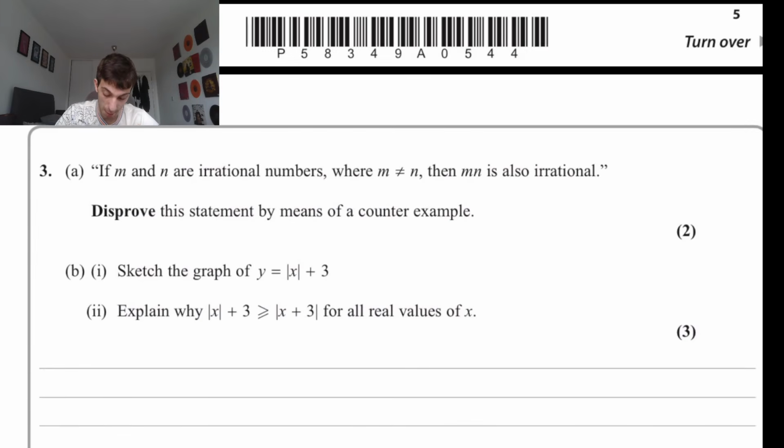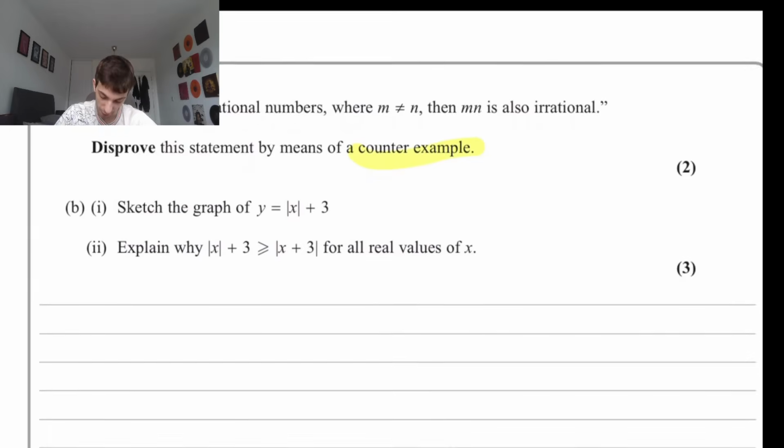We're given the statement: if m and n are irrational numbers where m does not equal n, then m times n, so mn, is also irrational. Disprove this statement by means of a counterexample. Counterexample is actually quite friendly, but first things first, before we start going through the question, let's recap what is an irrational number and what is a rational number.